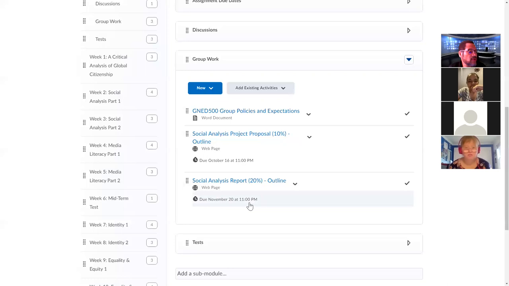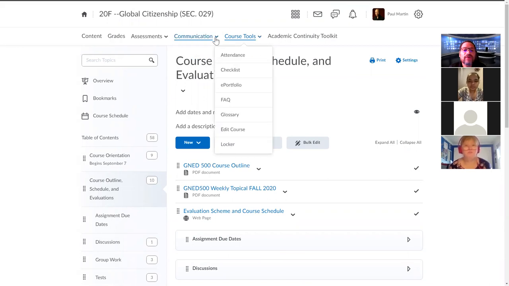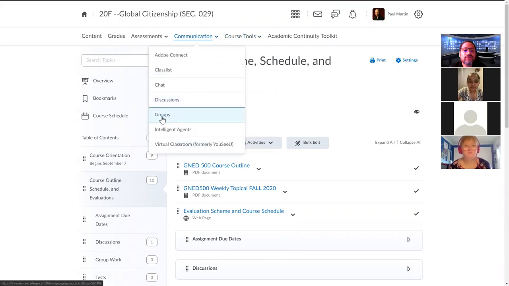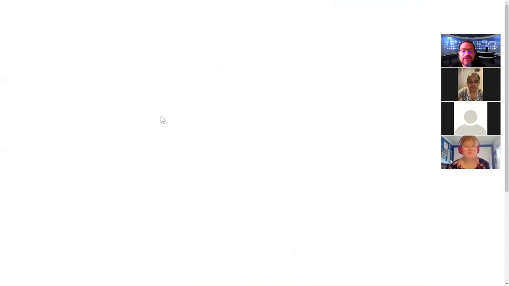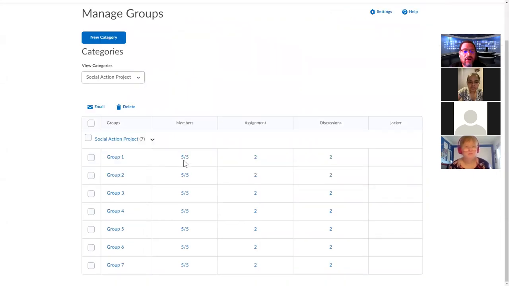The groups, good question. Someone says, do we choose the groups ourselves, or do you choose the groups? The groups are chosen by the computer system. So as soon as you signed up for the course, you're put into a group. How do we check that? We go to communication and groups. And if I have to adjust some people, sometimes I have to adjust 1 or 2, I can do so. Right now, you're all in groups of 5.